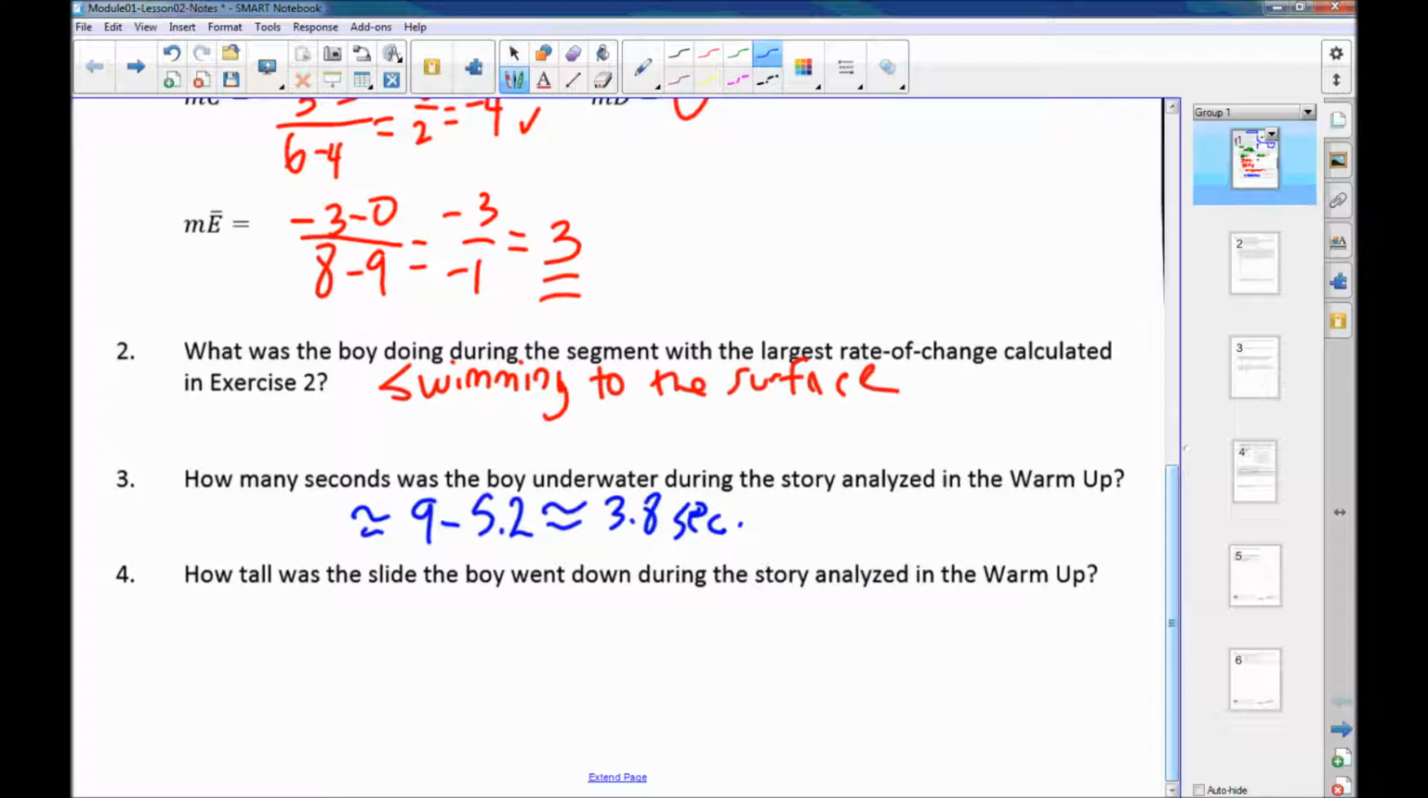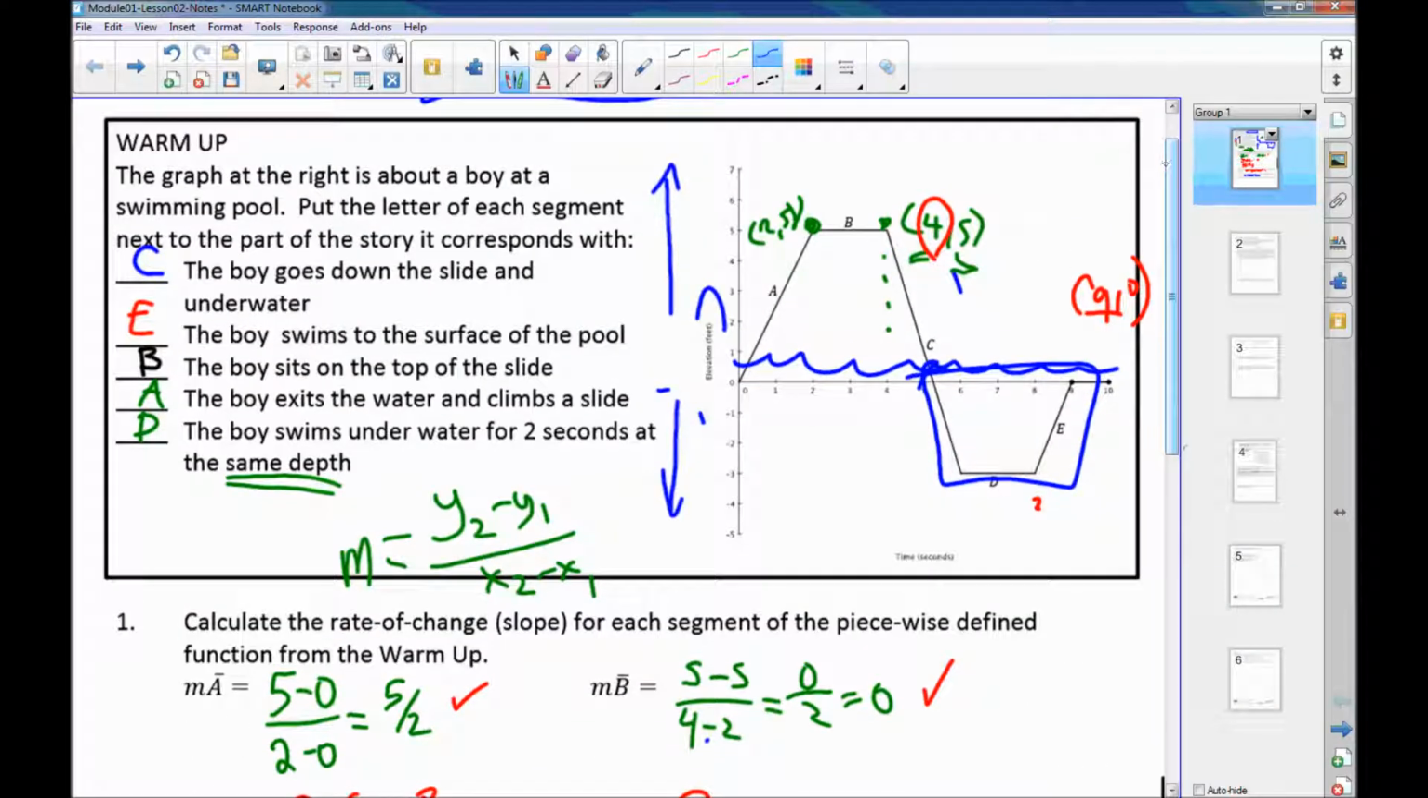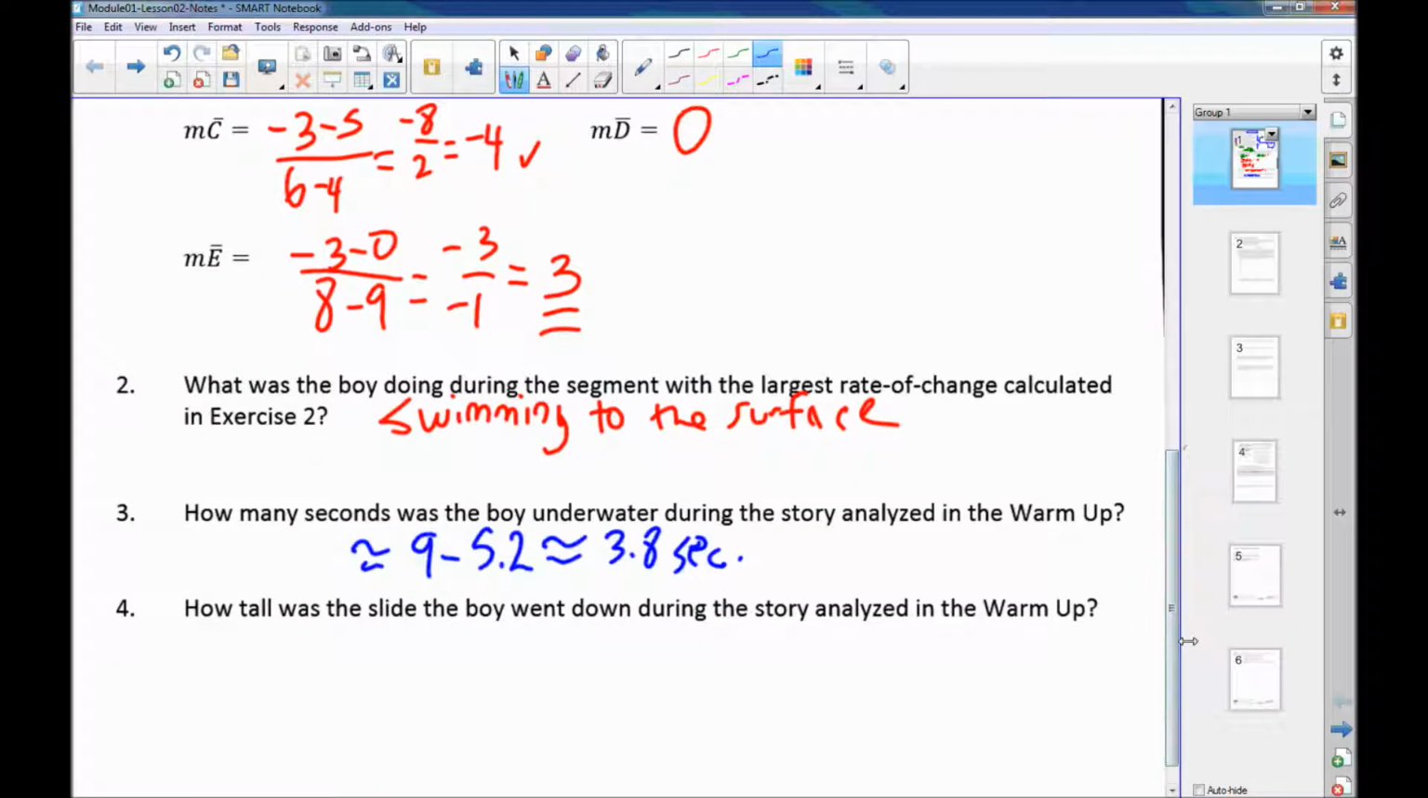All right, how tall was the slide the boy went down during the story analyzed in the warm-up? So let's look back up again. The change in elevation from the water level to the top of the slide, well, that was 5. So the slide was 5 feet tall. All right, let's flip it over and look at the second page.